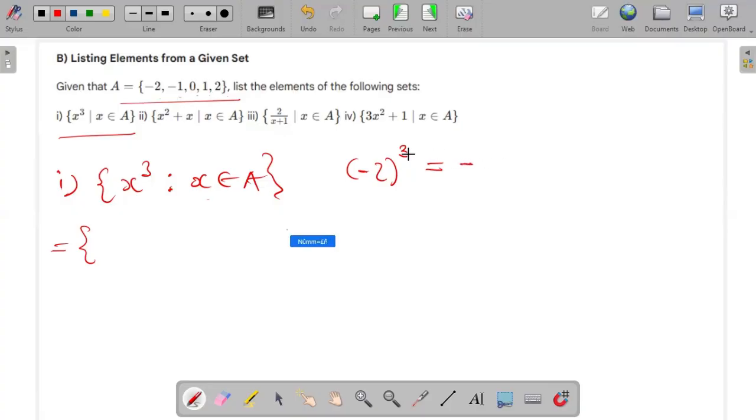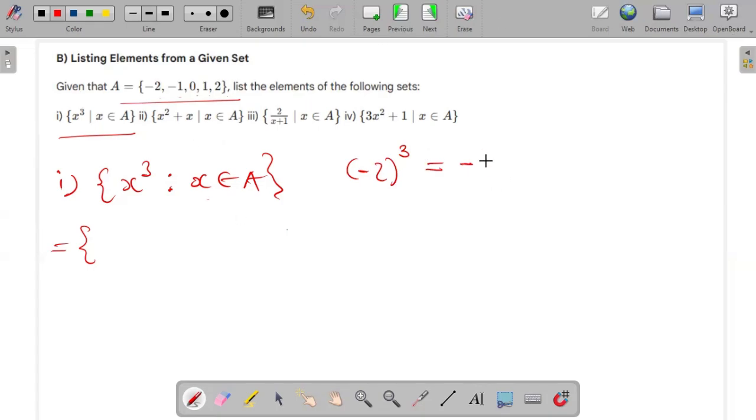Okay, who is writing on my screen? Okay, just a minute. All right, so we continue.